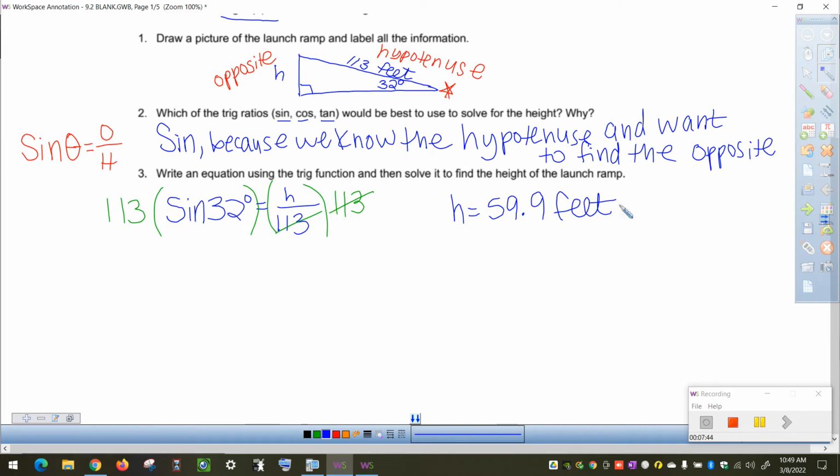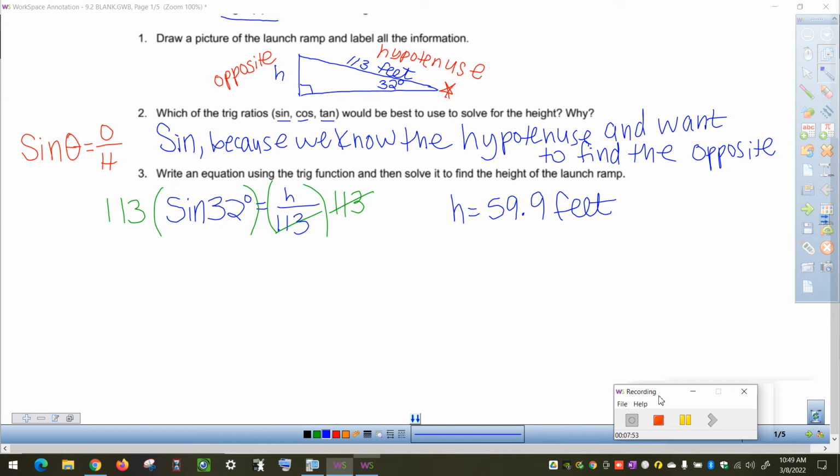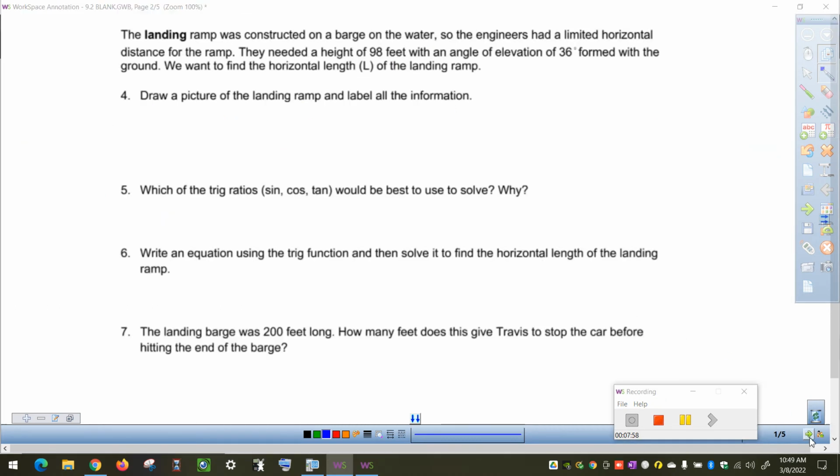All right, so we just did a little bit of work here with the launch ramp. What we're going to continue with now in the second piece of this is to look at the landing ramp. So let's see what information we have there. That landing ramp was actually constructed on a barge on the water. And so the engineers had limited horizontal distance for the ramp. And they needed to have a height of 98 feet from the ground with an angle of elevation of 36 degrees formed with the ground. What we're wanting to find this time is the horizontal length of the landing ramp. So horizontally, how long was the bottom part of it?